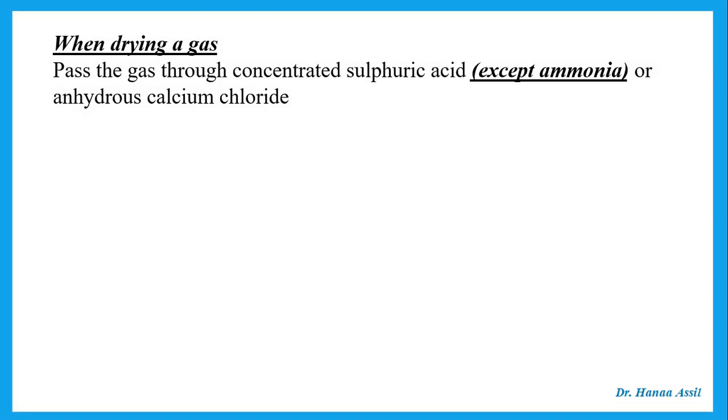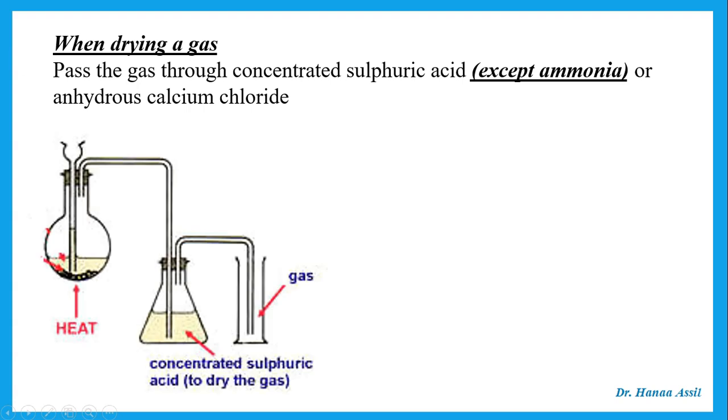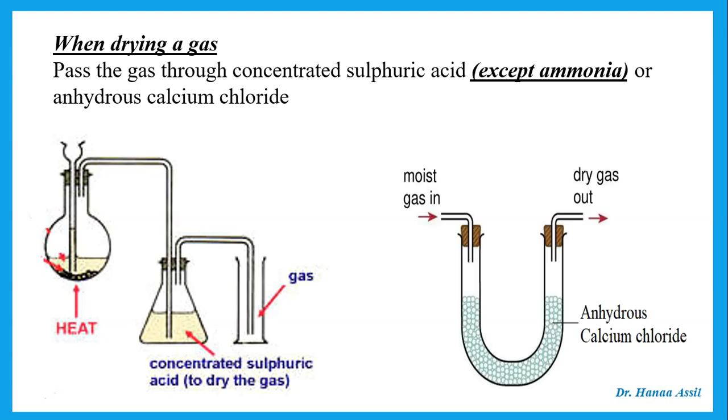So when drying a gas, we say pass the gas through concentrated sulfuric acid. So if he says the gas was passed through concentrated sulfuric acid, why? Suggest a reason. This would probably be to dry the gas, but we don't use it for ammonia because ammonia, of course, is a base, so it would react with the acid. Or we could say pass the gas through anhydrous calcium chloride. Remember that anhydrous calcium chloride is a drying agent in order to dry the gas.